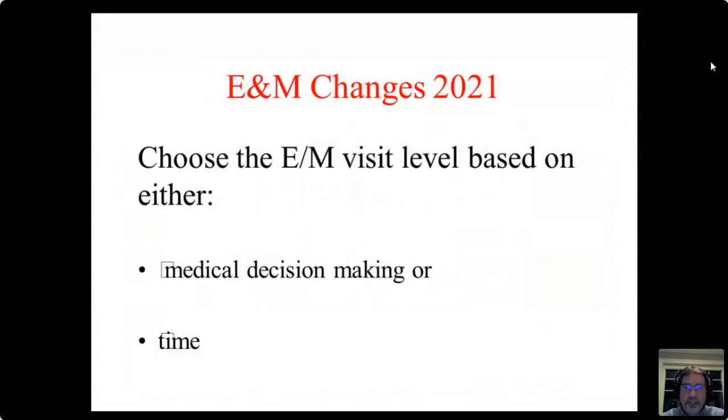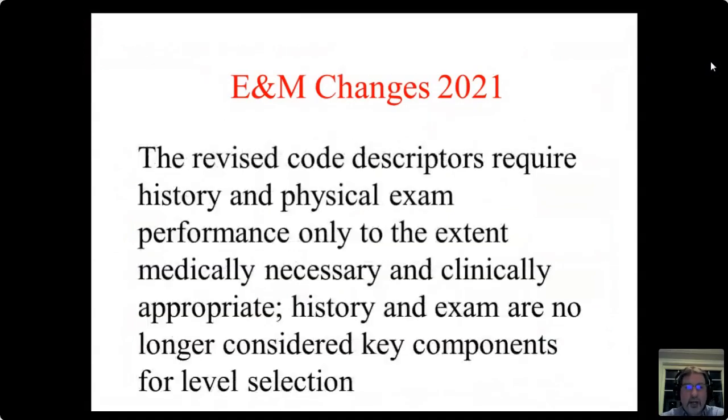They did come forward with, you can choose the E&M level visit based on either medical decision making or on time. So the revised code descriptors require a history and a physical exam performance only to the extent medically necessary and clinically appropriate. So the history and exam are no longer considered key components for level selection. You still need to take a history. You still need to get the information you need from the patient to take care of them. You have to do the elements of the exam that you need to do, to examine them and take care of their problem. But as far as choosing your code, we're not going to do the bean counting on the elements of the exam.